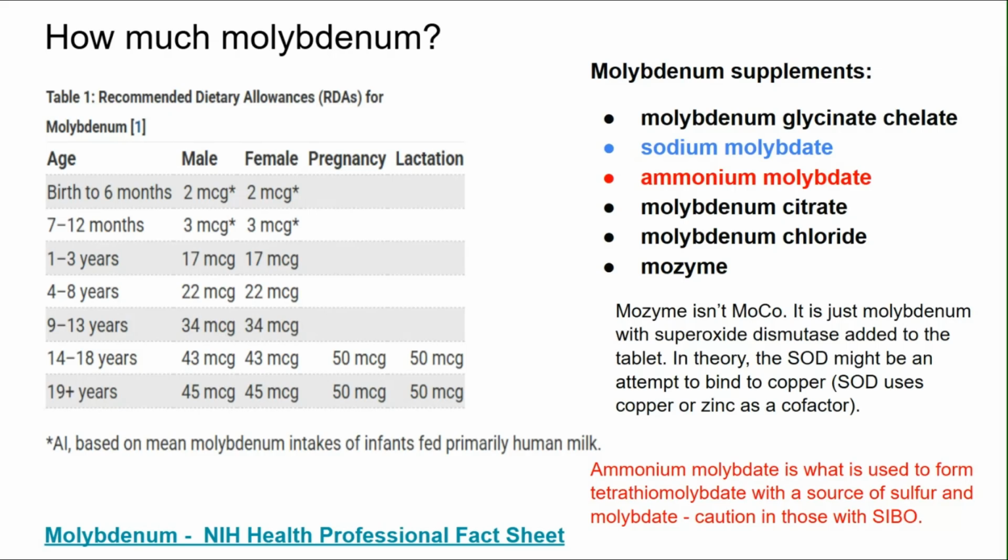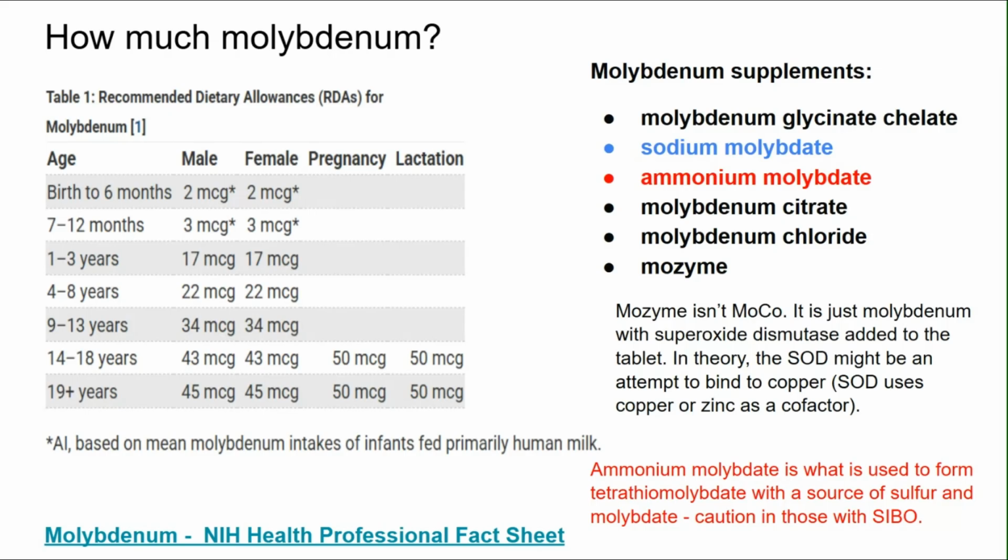I am sure that just taking Mozyme doesn't solve everyone's problem, because you still have to make the shell for adding molybdenum cofactor to it, to add molybdenum to it to make MoCo. So again, next presentation on that.